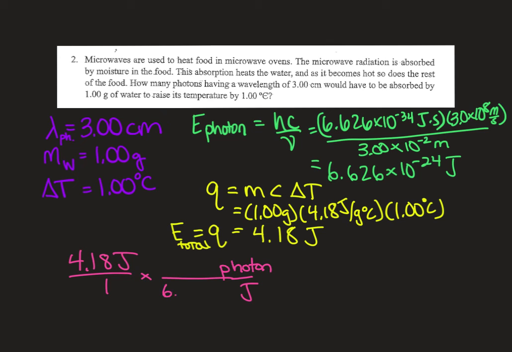So we have 6.626 times 10 to the negative 24th joules in every one photon. Joules, of course, cancels, and this will give us our number of photons, 6.31 times 10 to the 23rd photons that were absorbed by the moisture in the food.